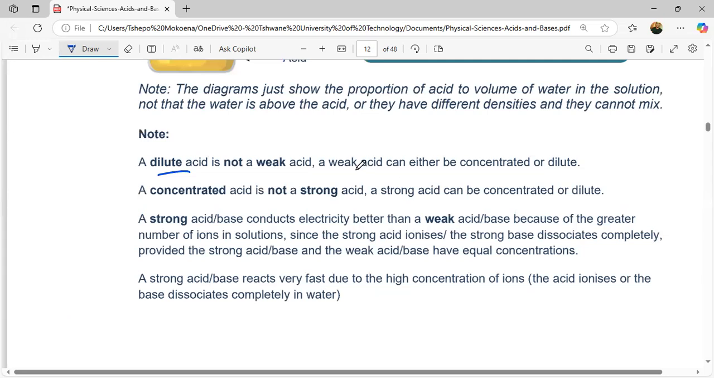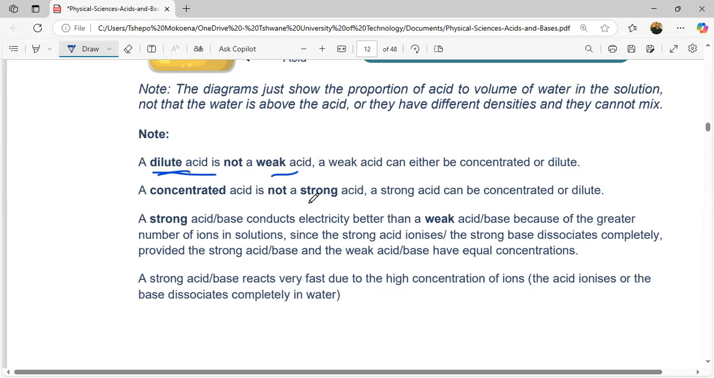It's what I have already said, that for the diluted acid, if you say, no, it's a weak acid because it is diluted, no, you are lying. It is a weak acid because it is a weak acid, not because it is diluted.